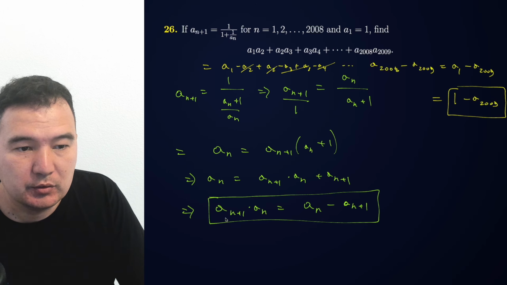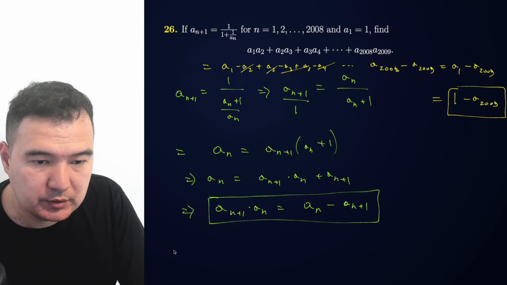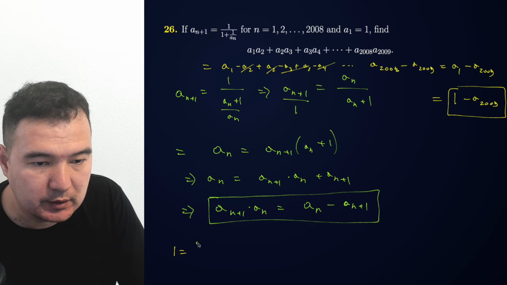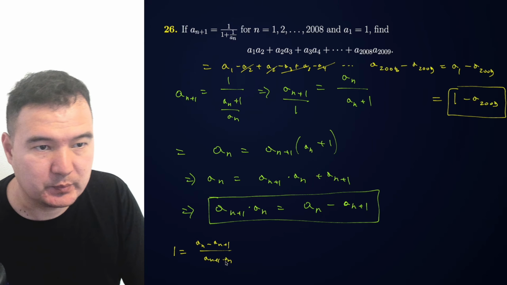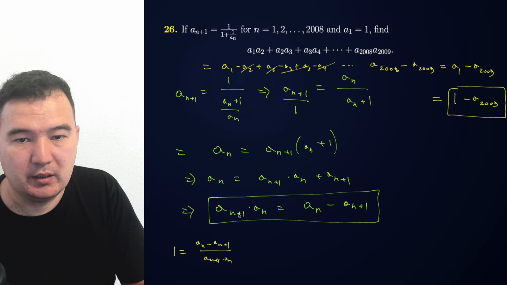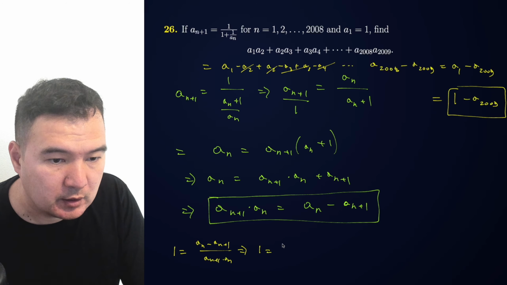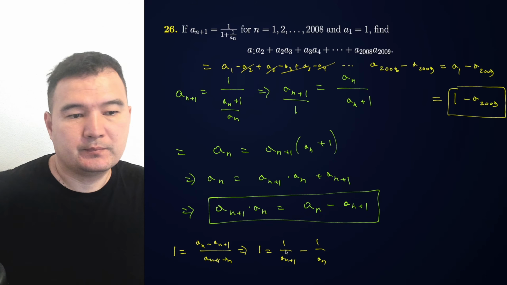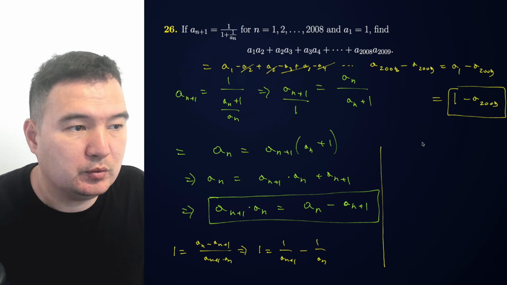In order to do this, we can divide both sides. Using this expression, 1 is an minus an plus 1. We divide both sides by an plus 1 and an. Then that gives me 1 is 1 over an plus 1, if I split the fractions, minus 1 over an. So this difference is always 1. That's a constant. So I can use it to find A2009.